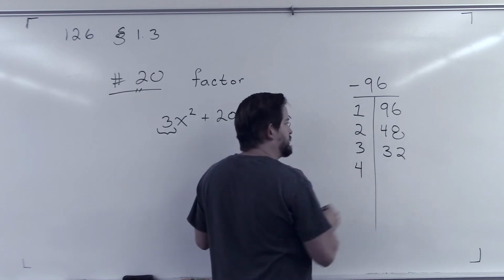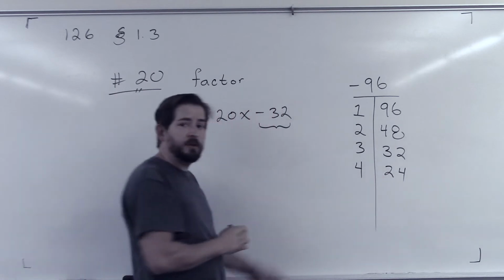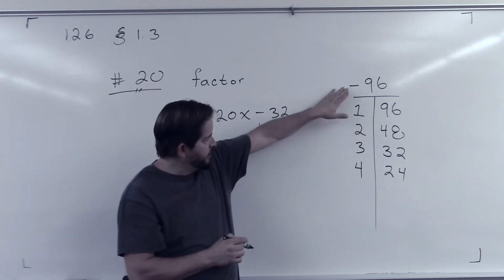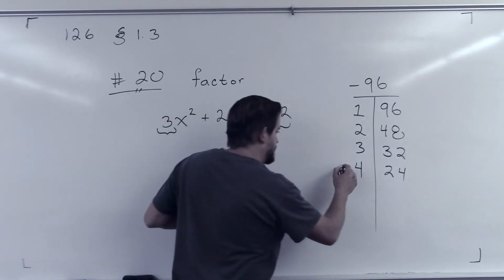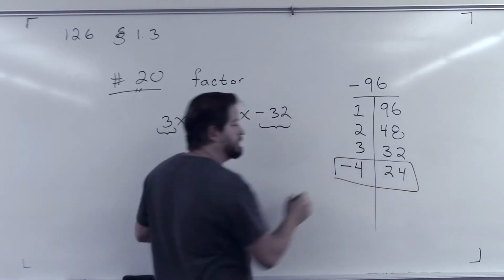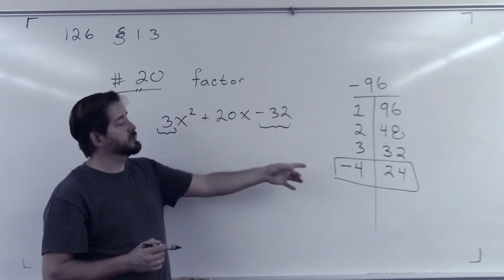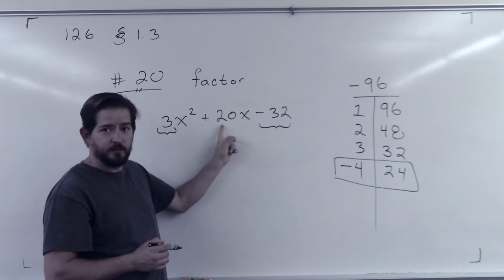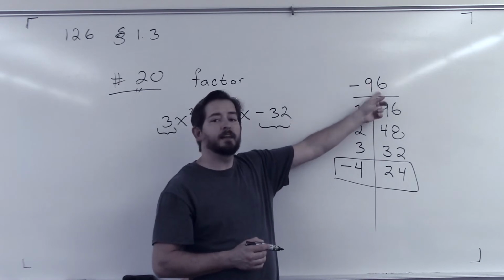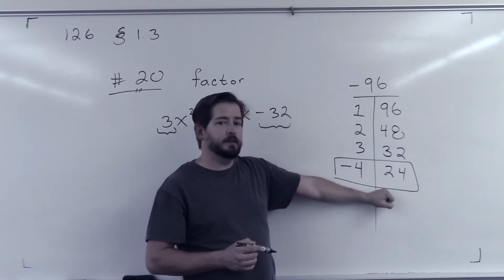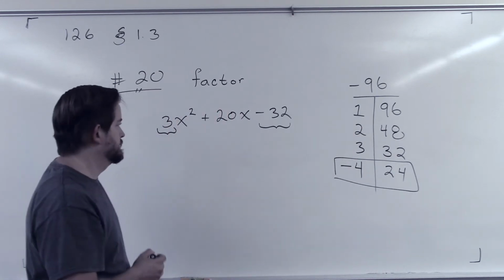Let's take a look at 4 and 24. Looks like I can stop here because I need these to multiply to be negative 96, and I need to add them to be positive 20. And if I let 4 be negative, that'll do it. Negative 4 plus 24 gives me the 20. They add to give me this middle number. Negative 4 times 24 multiplies to give me negative 96. These are my factors I want, and I don't even have to continue. There are more, but I don't care, right?